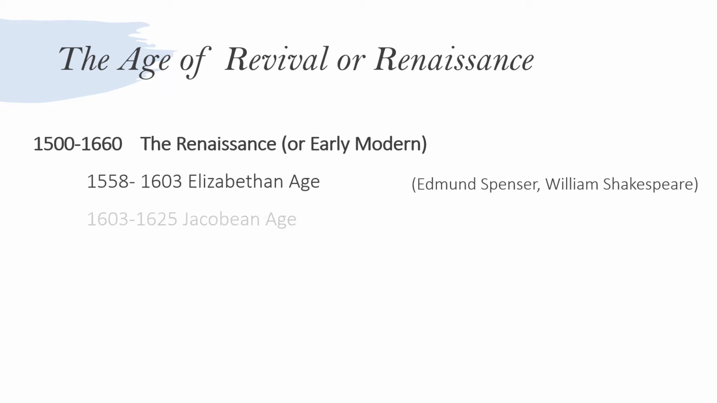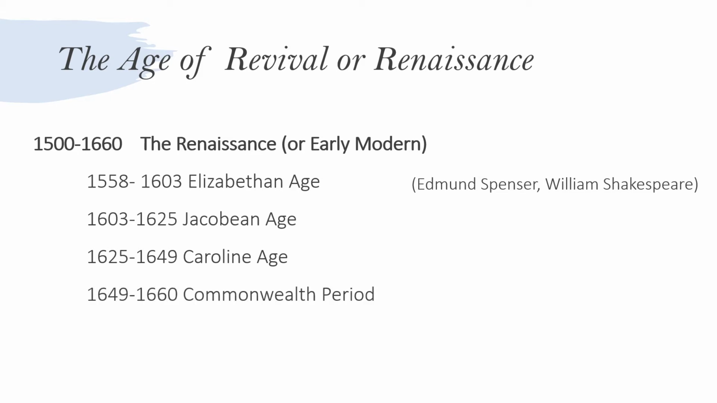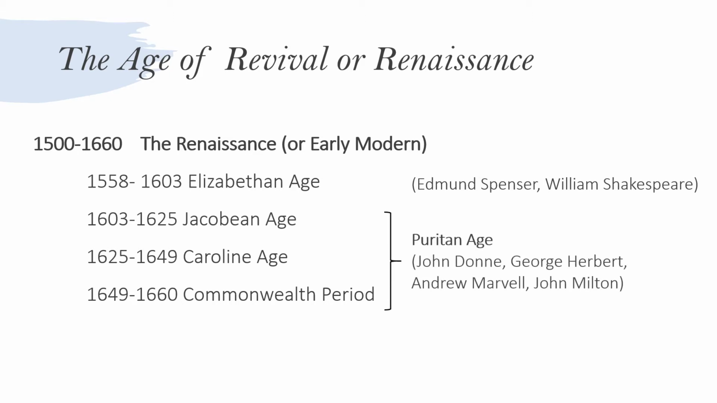And after the Elizabethan age, there was a Jacobean age from 1603 to 1625. Then came the Caroline age from 1625 to 1649. Then the Commonwealth period from 1649 to 1660. So these three periods, that is Jacobean age, Caroline age and Commonwealth period, can be together called the Puritan age. So from the Puritan age, four poets are included in your syllabus: John Donne, George Herbert, Andrew Marvell, and John Milton.